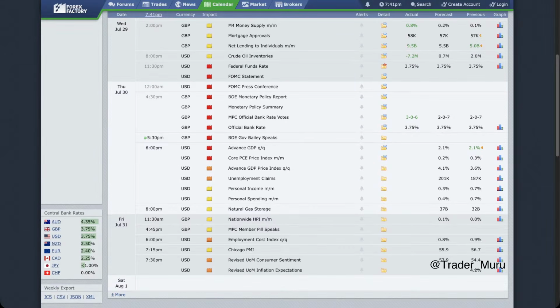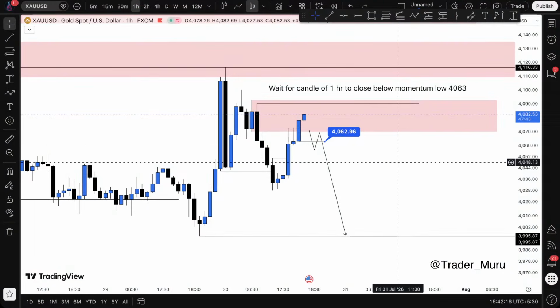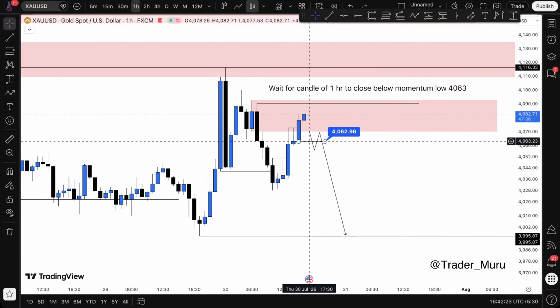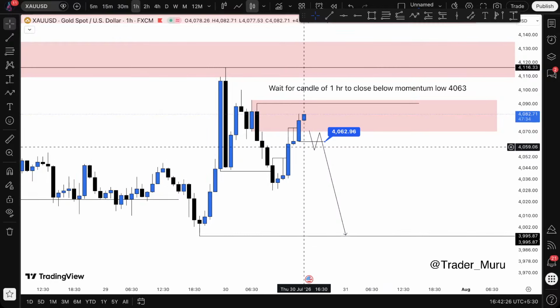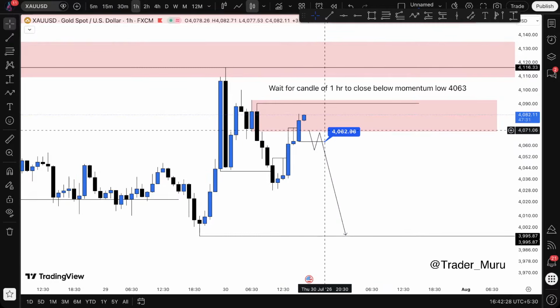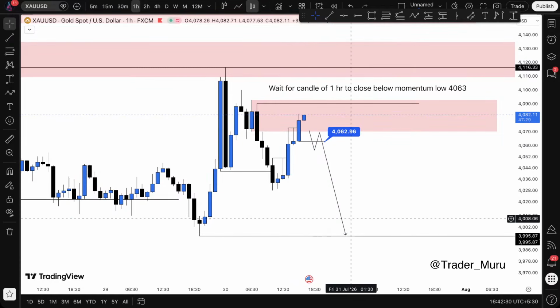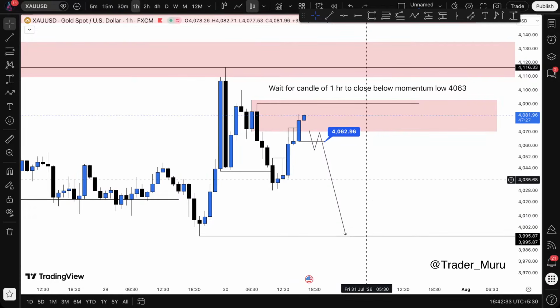Today we have advanced GDP in the NY session. So maybe news will affect gold, but this one is USD news. Will PCE news affect our market? Yes, it will, but we have to wait for confirmation. This is our confirmation: we get a break, candle closing below, retest, and we will watch for a short.